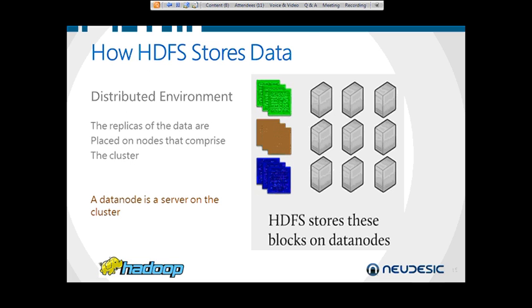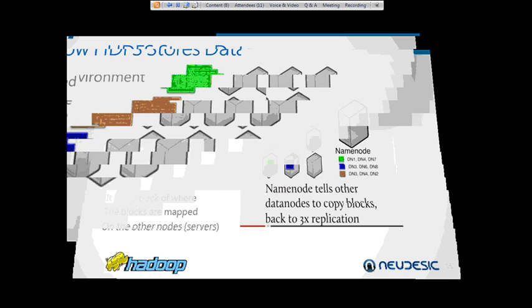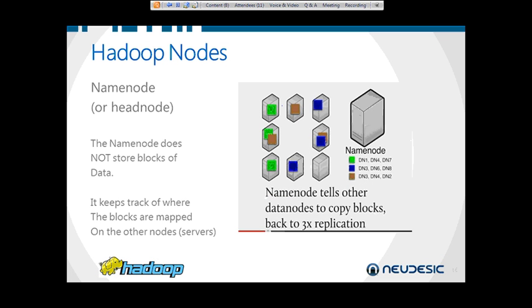So how does HDFS store the data? As I said earlier, incoming data is broken up into chunks and is stored in data nodes that are part of the cluster. And the data node is just an individual server within a Hadoop cluster. There's one node that does not store data, known as the name node or the head node. And it keeps track of where all of the blocks are mapped on the other servers.